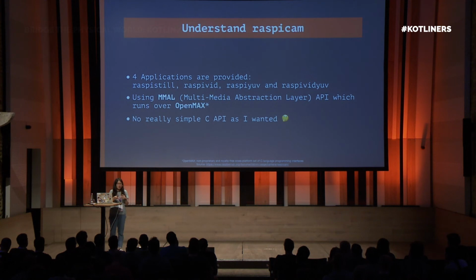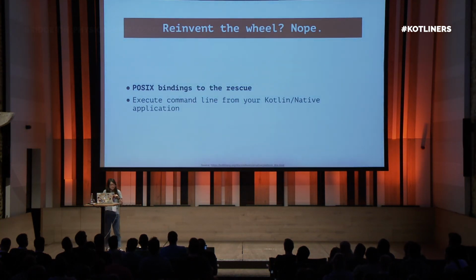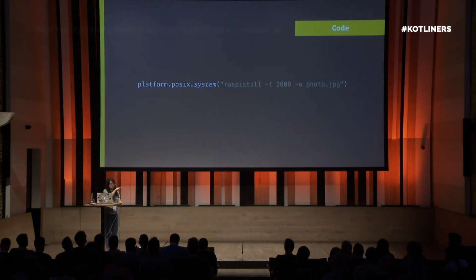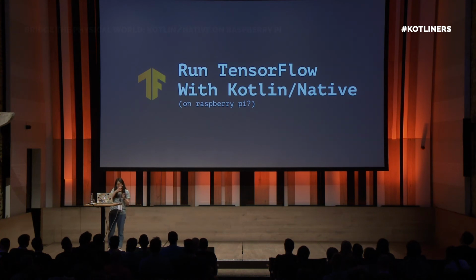I was thinking, I don't want to reinvent the wheel. And then I found there's a POSIX binding, which really saved my life, which means I can execute some command line from my Kotlin Native application. So with that single line, I just call raspistill, which is an application that helps me take a photo. That's kind of a cheat, but it's okay. I made it work. All the way here, we have the essential components of making a hand robot work. But I still want the robot to have the intelligence to tell if the person in front of me is playing rock, paper, or scissors.